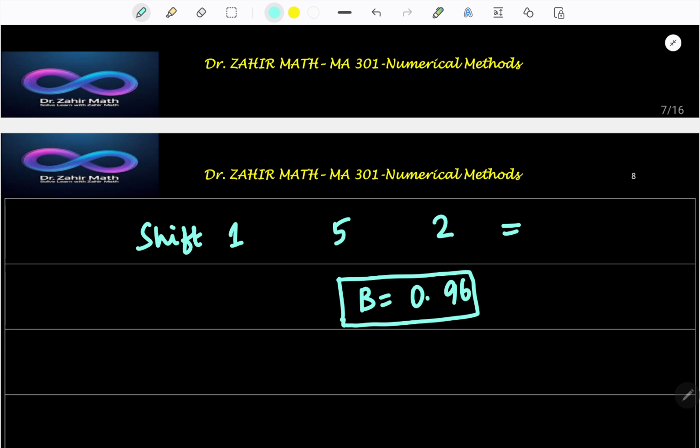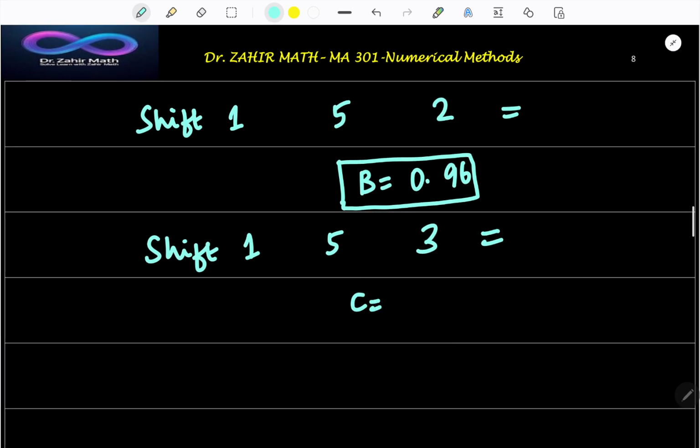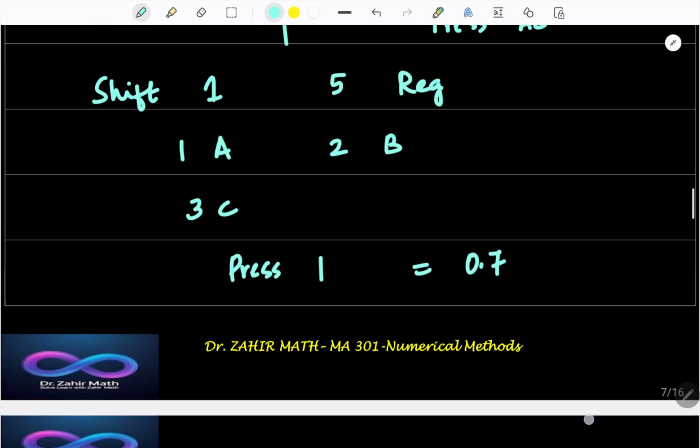Then press AC if you want. Otherwise, you can go shift 1. So again, you go for shift 1. Okay, number 5, right. Then press number 3, press equal. If you press equal, you will get C equal to 0.54. So we got A, B, C.